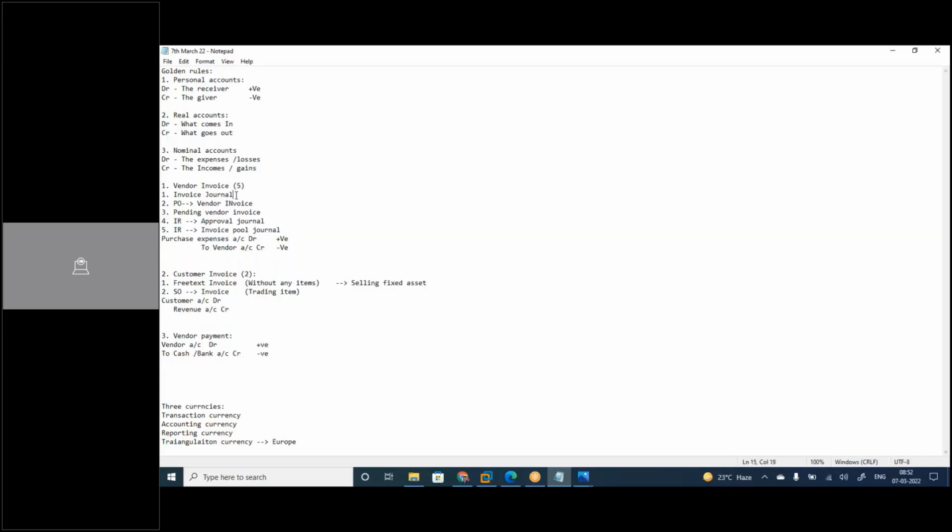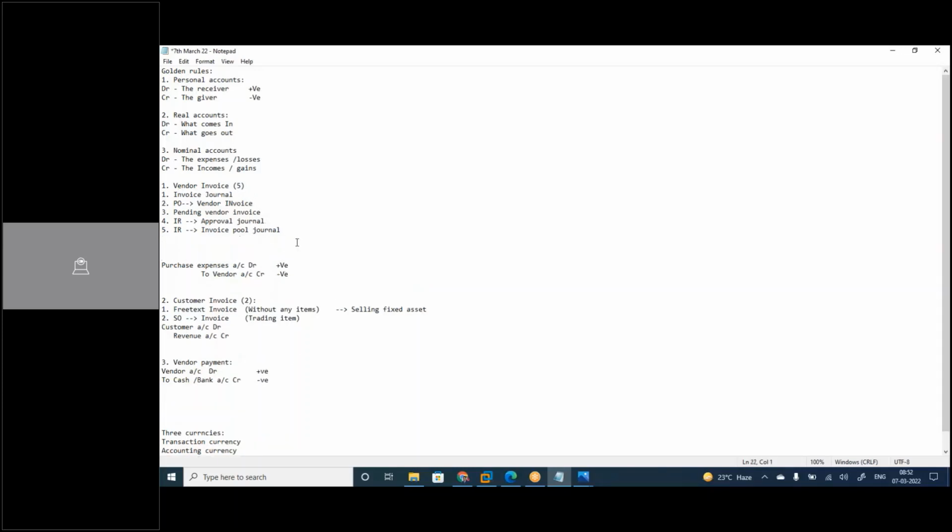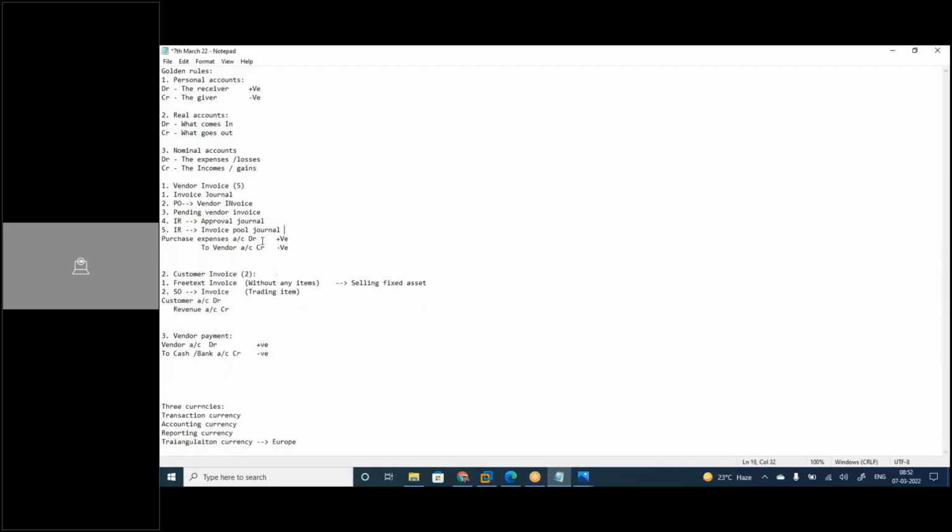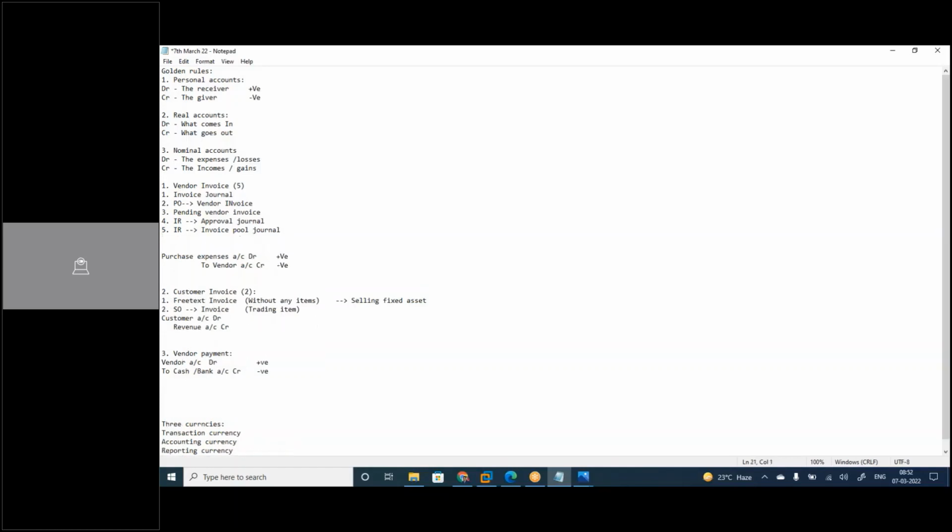Earlier we learned about invoice journal. If it is an invoice journal, the vendor account is credited, because the giver is credited and expenses are debited. Here, expenses or losses are debited.